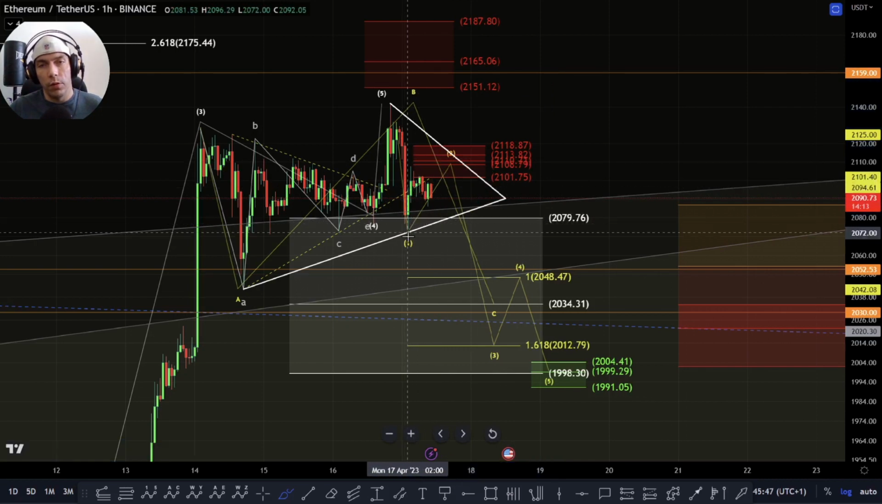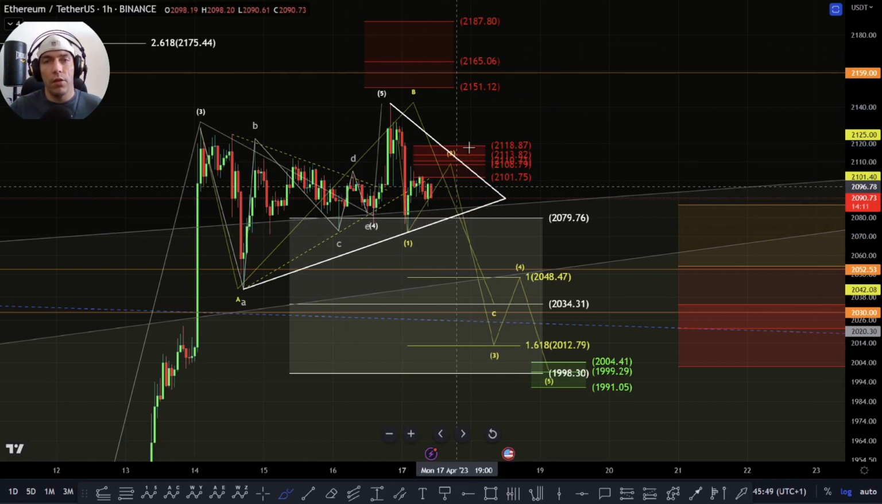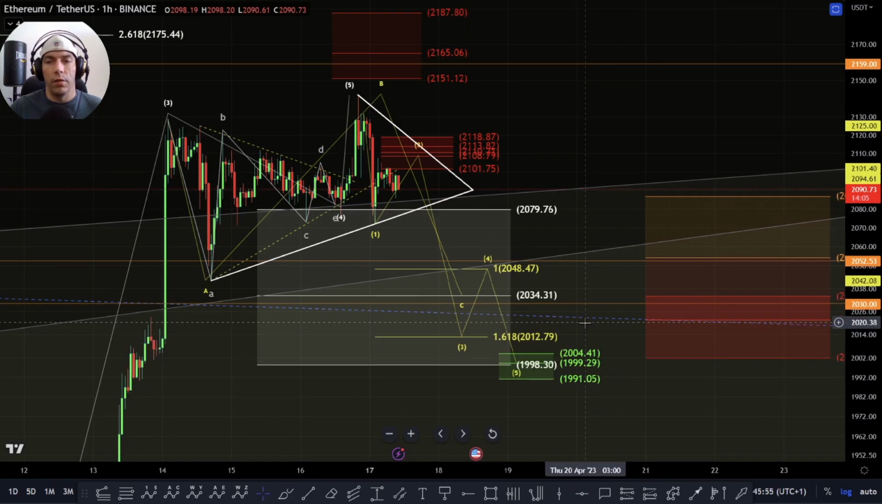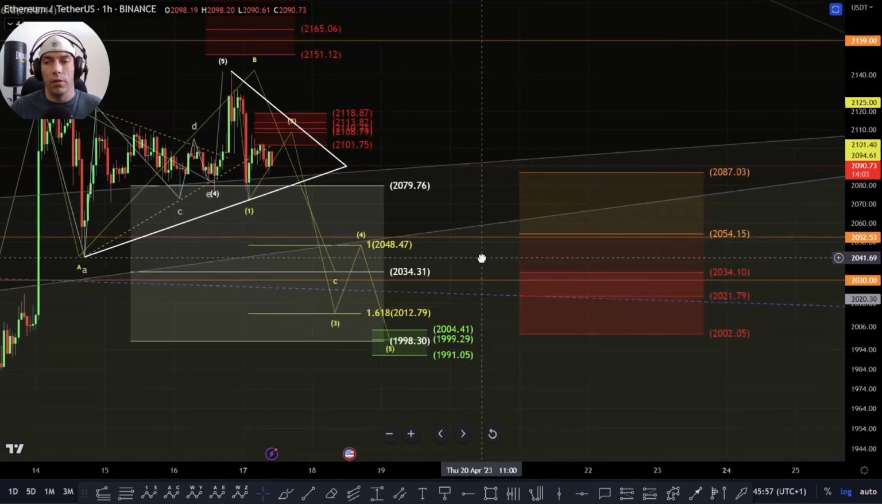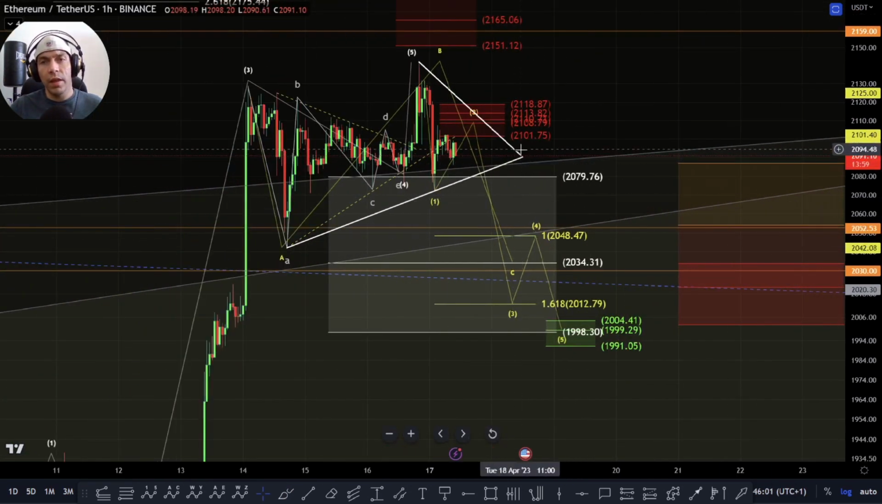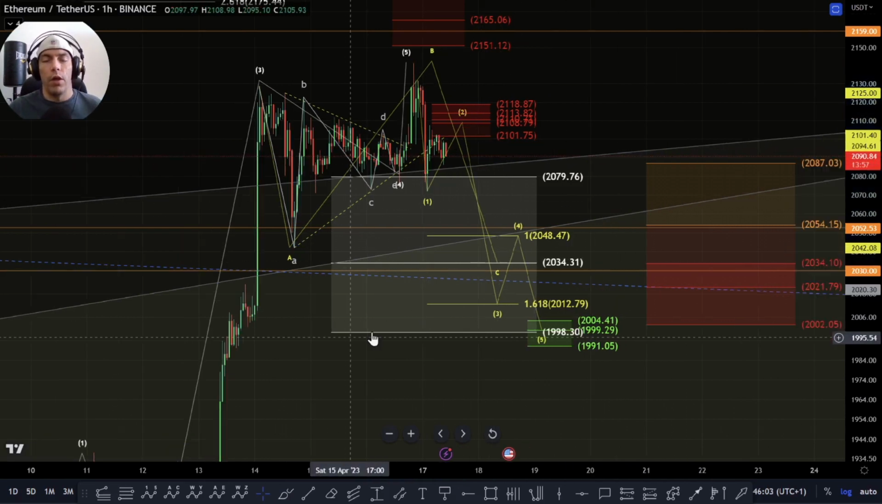Obviously, that is only valid for as long as we stay in this range. If we do start to break down deeper, then I'd be looking for these potential lower targets here towards this 2004 area. So basically, that's what we're looking for with that continuation.